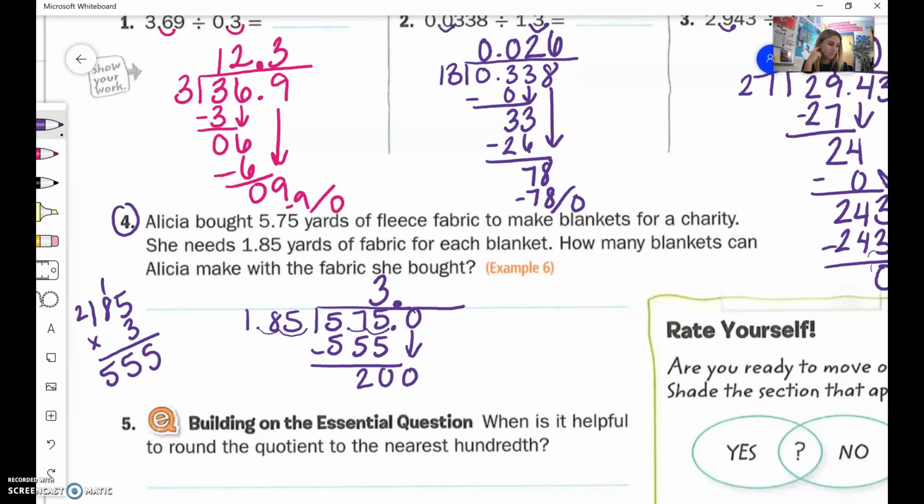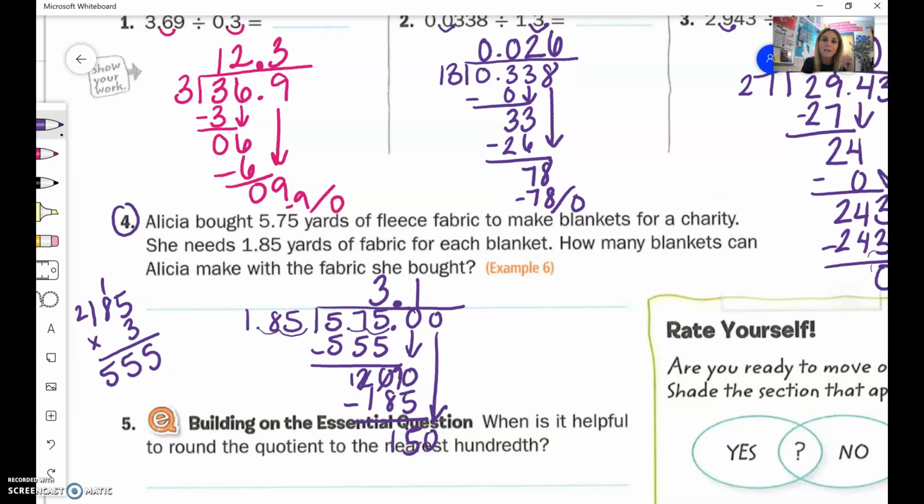Okay, so does that make sense if I were to keep going? Because what's going to happen is I'm going to get a 1, and then I'm going to get 185, and I'm going to keep going, 10, 5, I'm going to be left with 1, and then I'm going to annex the 0, and I'm going to be left with 150.